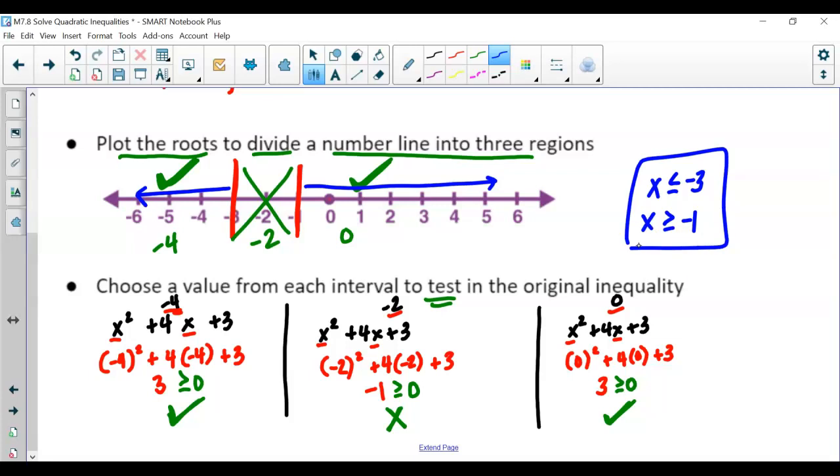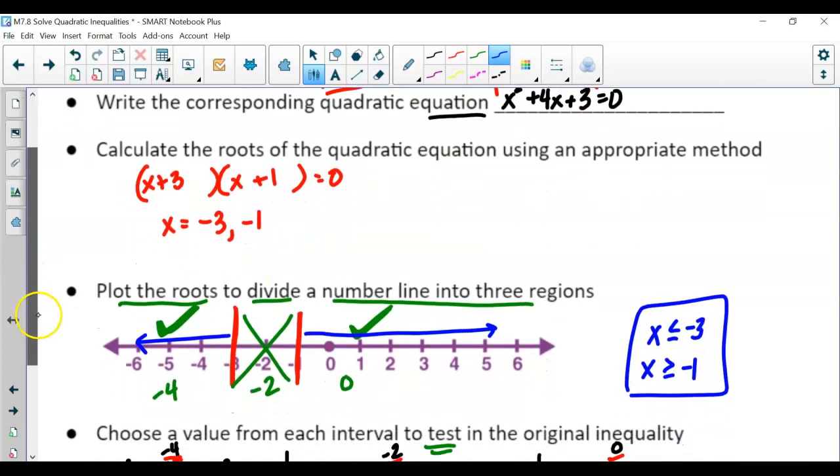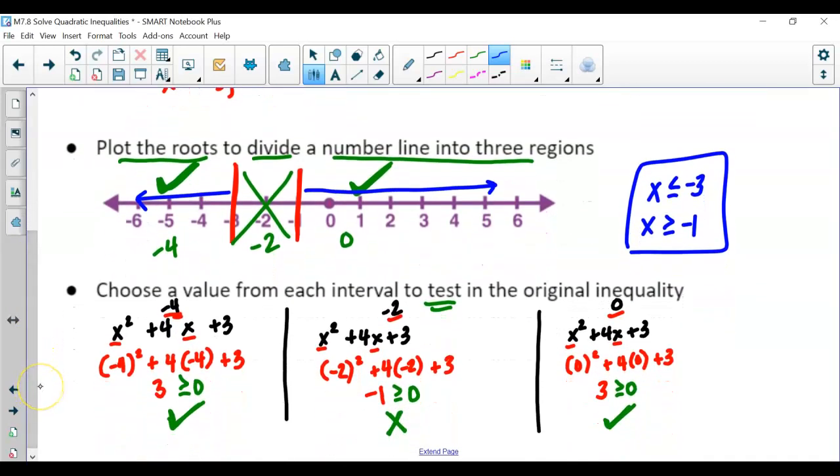So these are the steps that we are going to use to solve. First, we have to find the roots. You can solve by factoring or by graphing. Use the roots to plot on a number line to identify our 3 sections and 3 values that we are going to use. Then plug in those 3 numbers to see if it is a solution.